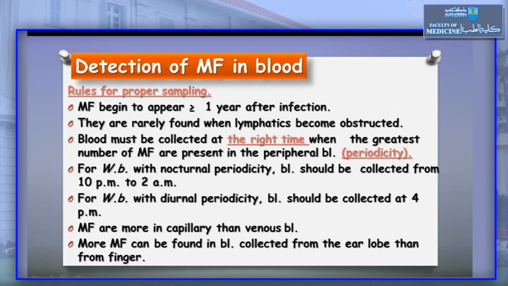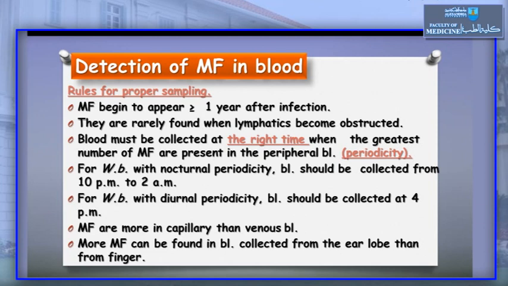They are rarely found when lymphatics become obstructed. Blood must be collected at the proper time. This means when the greatest number of microfilariae are present in the peripheral blood, or what's referred to as periodicity. For Wuchereria with nocturnal periodicity, blood should be collected between 10 p.m. and 2 a.m. But for Wuchereria with diurnal periodicity, blood should be collected at about 4 p.m. Microfilariae are more likely to be found in capillary than venous blood, and more from the ear lobe than from the finger.